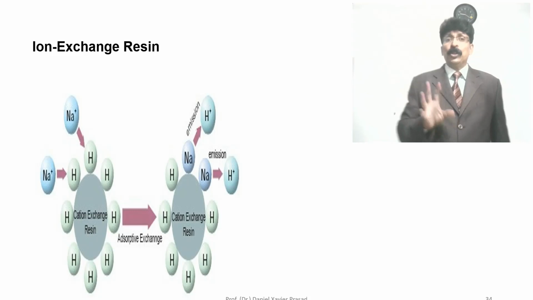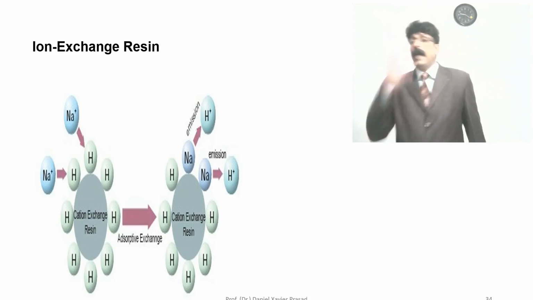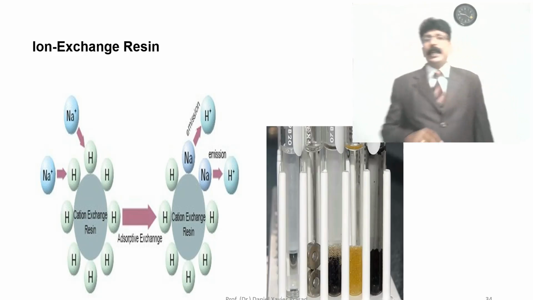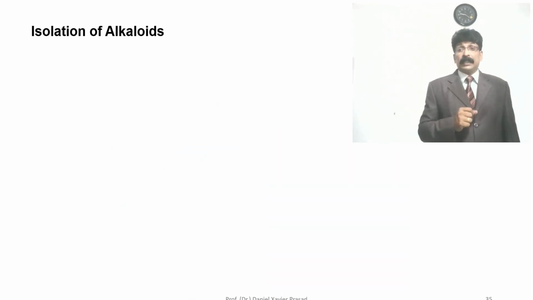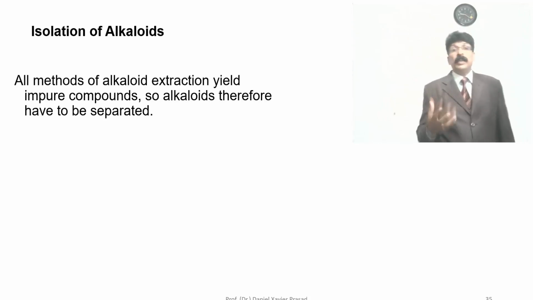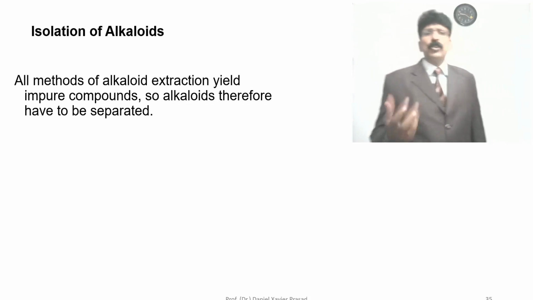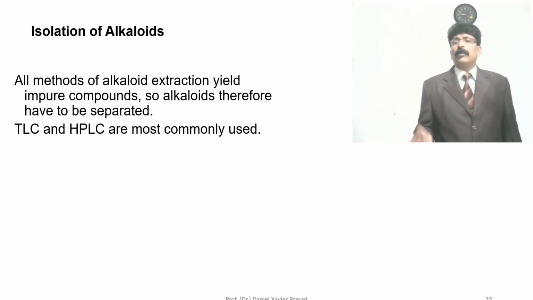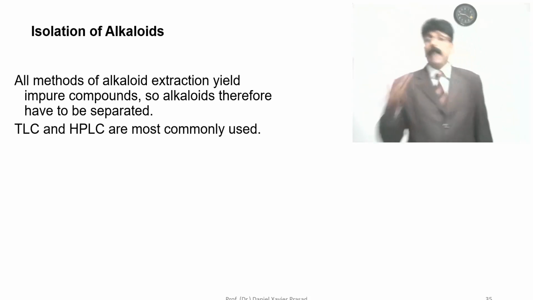So you should know what chromatography is and what ion exchange chromatography is, and how it can separate the alkaloids. Purification of an alkaloid can be done after extraction. This is called isolation of extraction. Isolation of alkaloid: all methods of alkaloid extraction yield a pure compound. So therefore it is separated by TLC, that means thin layer chromatography, and HPLC, high performance liquid chromatography.